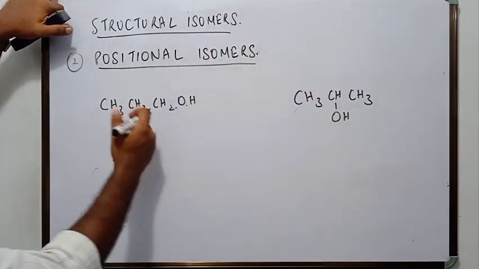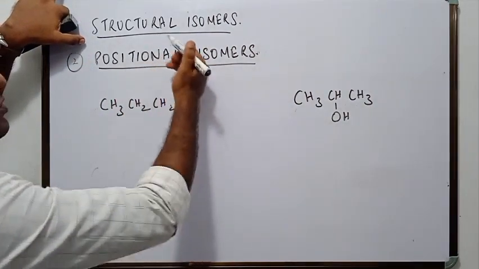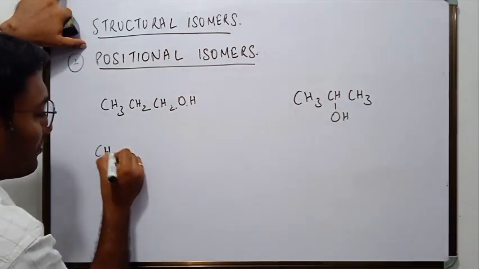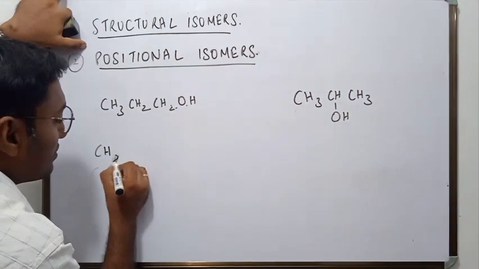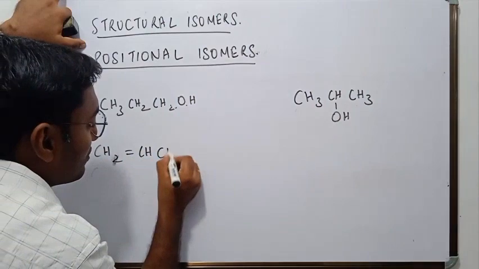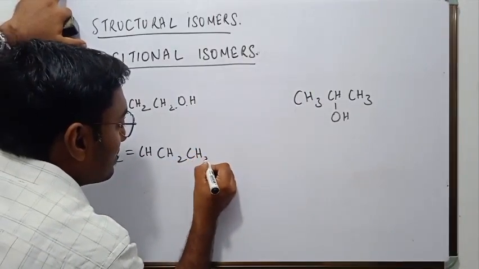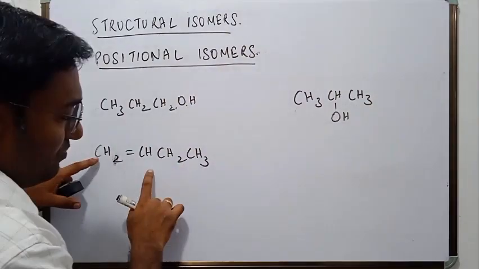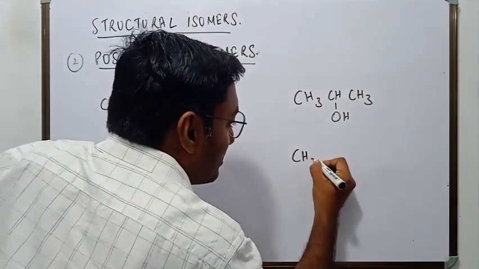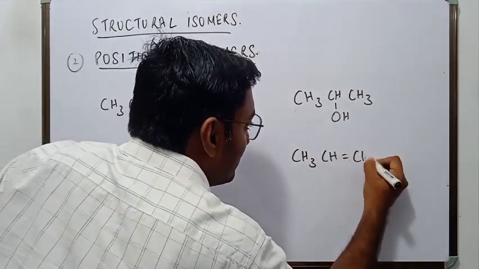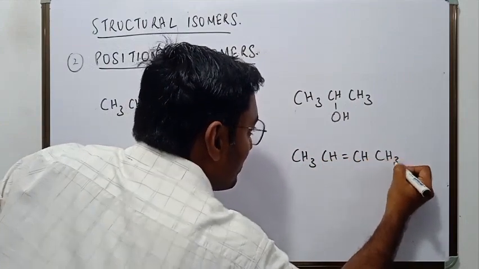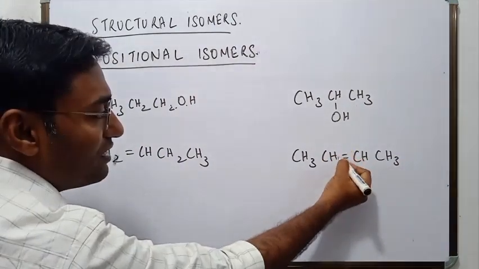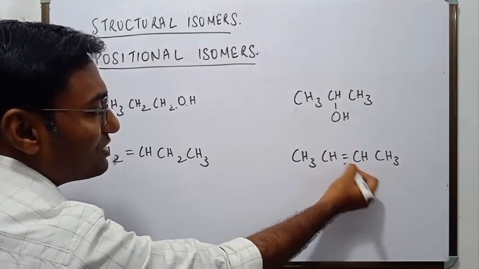You can also extend the definition of positional isomers into alkenes. Let us see. So this is butene, 1-butene, and look at this. This is 2-butene. Where is the functional group? Which is the functional group here? The double bond is considered as the functional group.